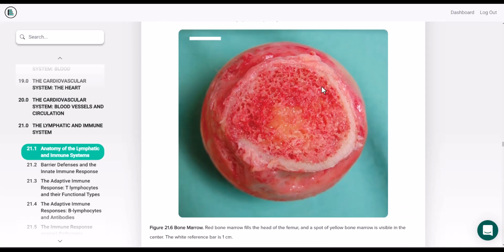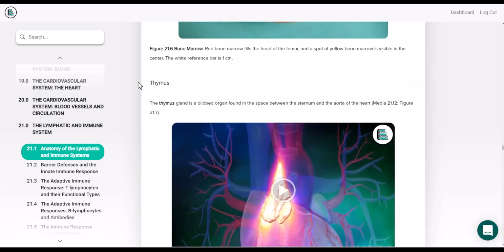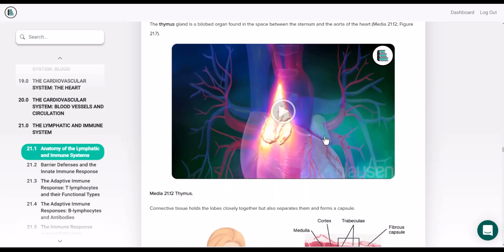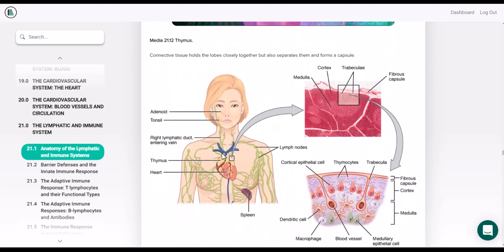Here's a cut through the head of the femur, and you can see they've cut off the top, and you can see this spongy bone, and you can even see the very beginning of the medullary cavity. So you can see that yellow bone marrow that would then travel down through the diaphysis of the bone. The thymus is the other primary lymphoid organ, and like I said, it's found up between the sternum and the aorta, very small in you and me. Okay, so much, much smaller than this honking thymus that is shown here.